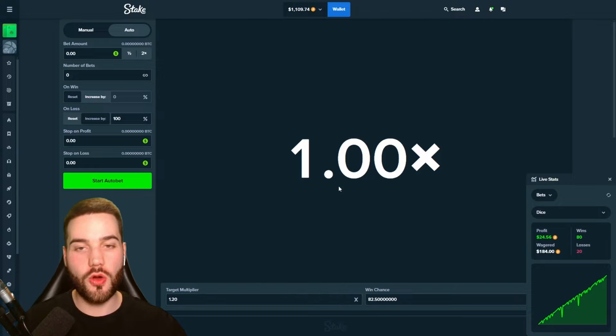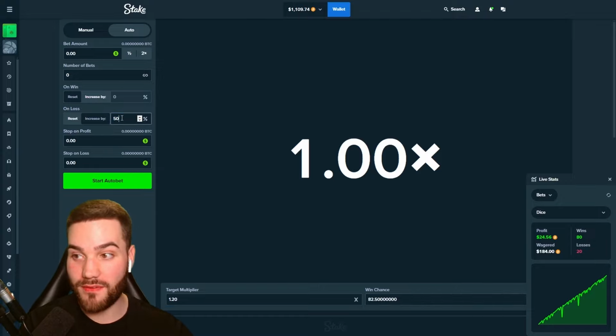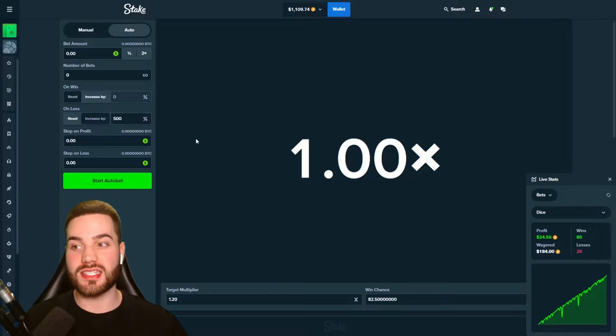It's going to be a low paying but consistent strat. So 1.2x multi, 82% win chance. And you guys are going to be like, what the fuck are you doing? On loss, increase by 500%. 80% win chance. This can't get too crazy, but on Limbo, you can get three or four losses in a row.